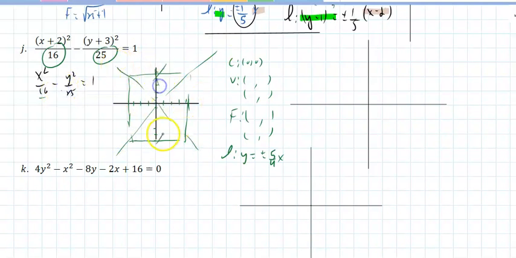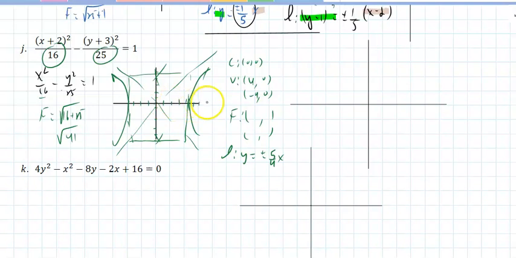Negative in front of the y. The vertices are at 4, 0 and negative 4, 0. 16 plus 25, that's square root of 41. So square root of 41, 36 is 6. 1, 2, 3, 4, 5, 6, 7.